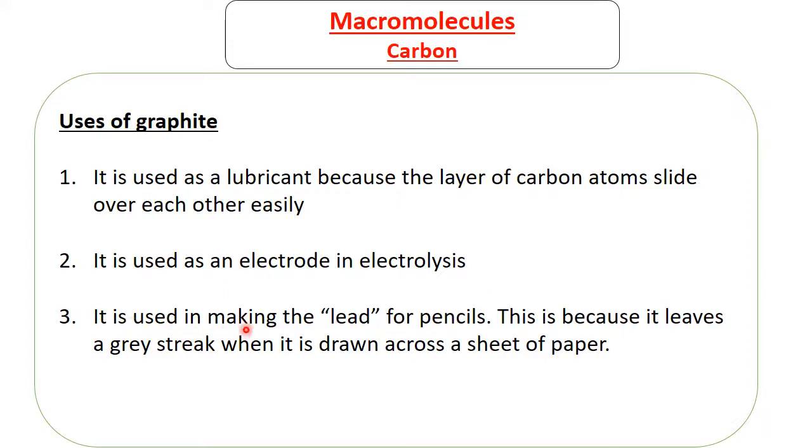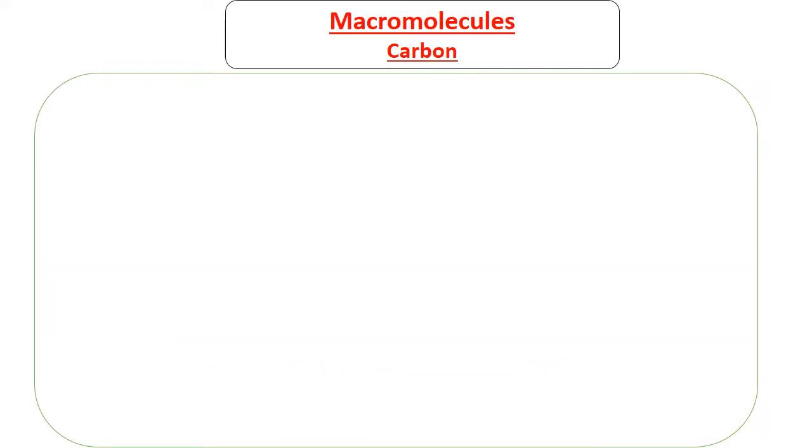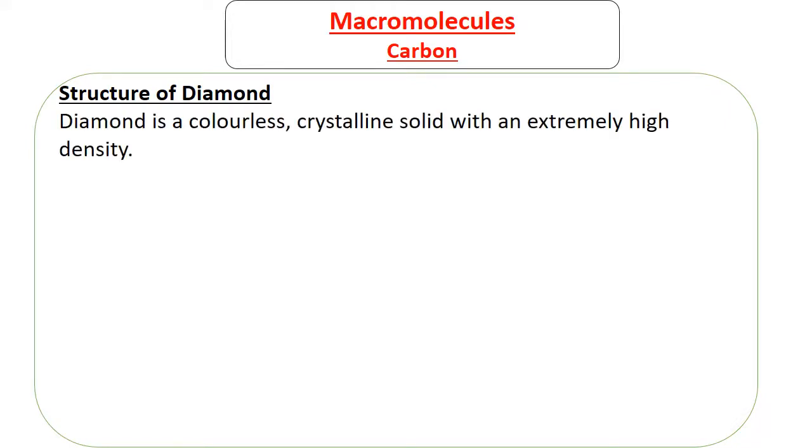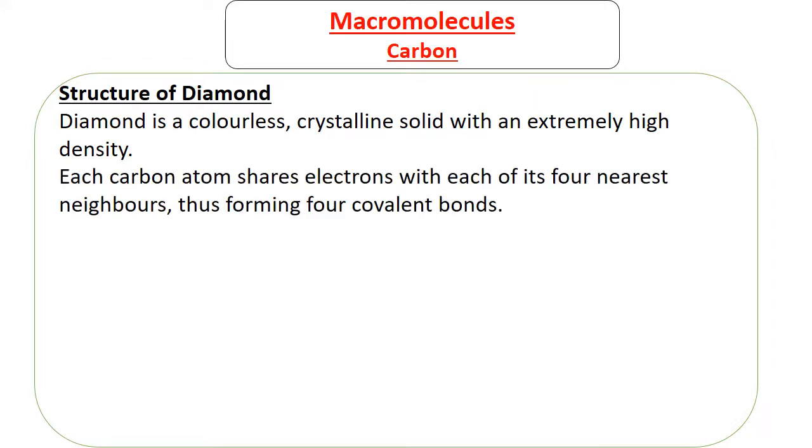3. It is used in making the lead for pencils. This is because it leaves a gray streak when it is drawn across a sheet of paper. We move to diamond. Diamond is a colourless crystalline solid with an extremely high density. Each carbon atom shares electrons with each of its 4 nearest neighbors, thus forming 4 covalent bonds.